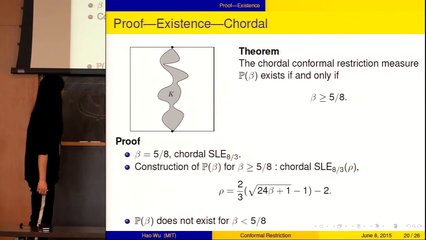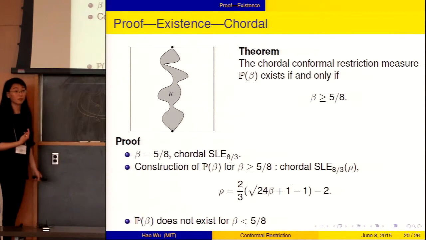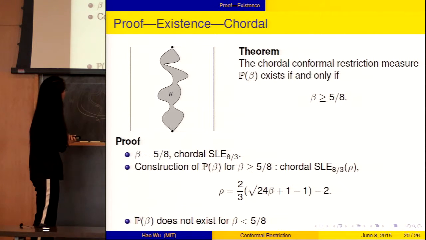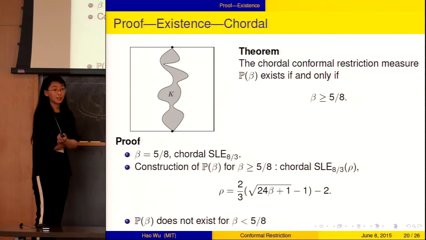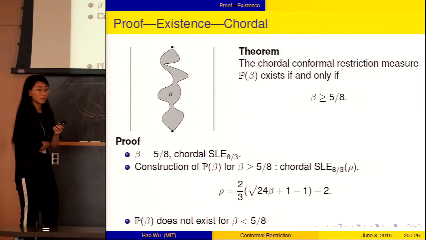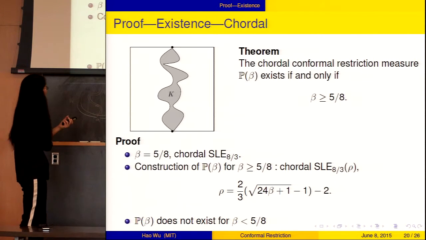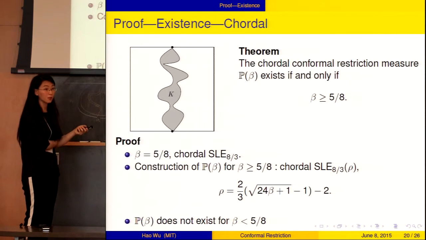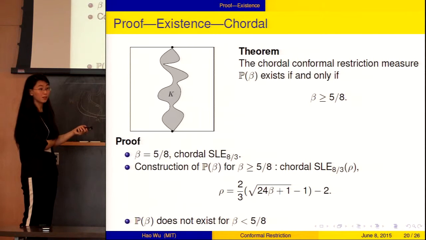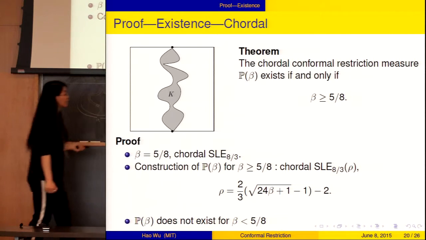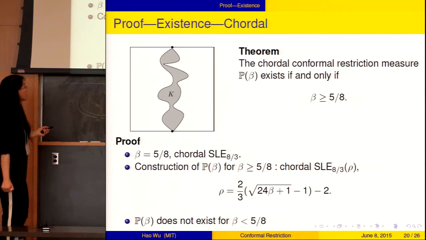And the last step is why it doesn't exist for beta smaller than 5/8. The idea here is simple, because in the first step, we already see that when beta equals 5/8, it is a simple curve. And as I explained before, as beta gets bigger, the set will become fatter. So as beta gets smaller, the set should be thinner. And now when beta equals 5/8, it is already a simple curve, and then it can't be thinner anymore. So this gives us the idea that this is a lower bound, because it can't be thinner. Okay, so this is the idea of the proof for the existence part of the chordal case.